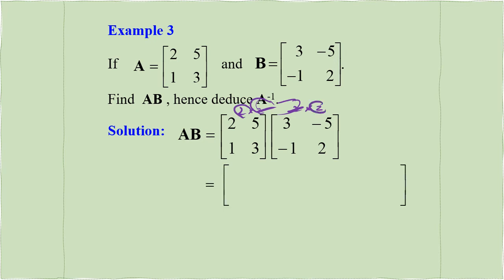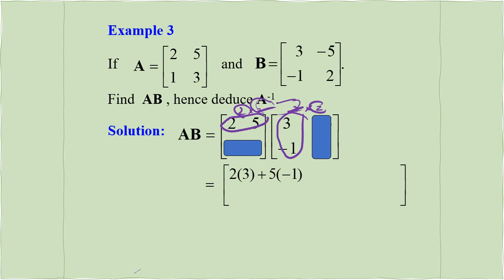So what do we get? We have rows and columns. Remember, the left matrix should be separated into rows. The right matrix should be separated into columns. Okay. So for 2, 5 multiplied by 3, negative 1. For first row, first column, we have 6 minus 5 equal to 1.